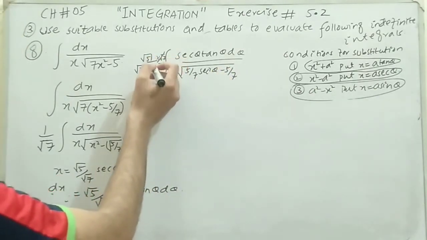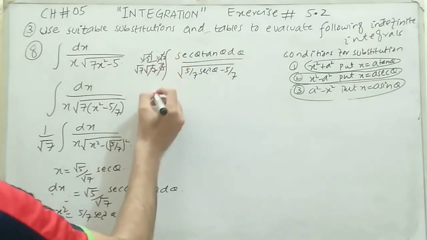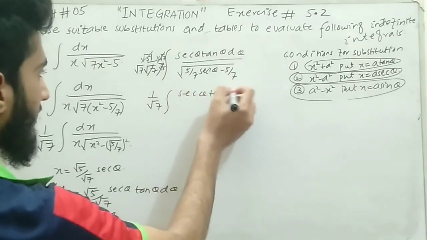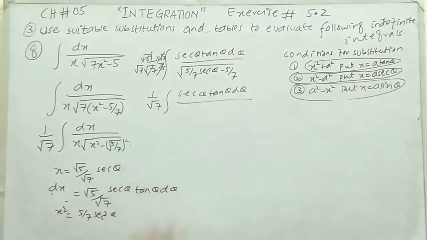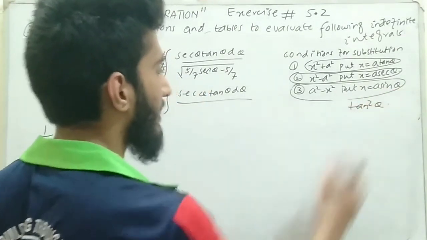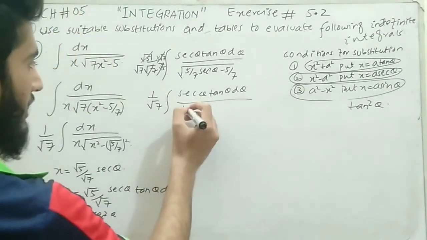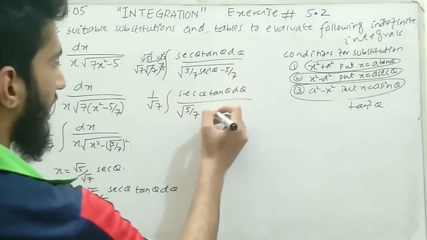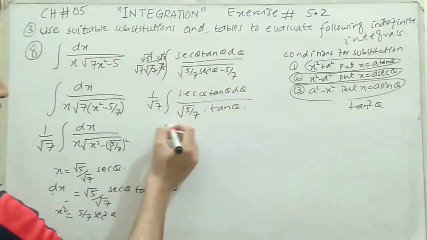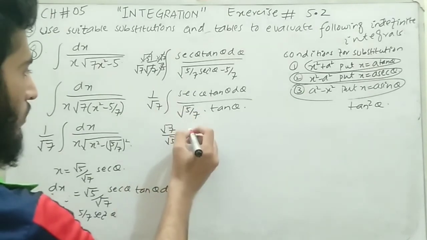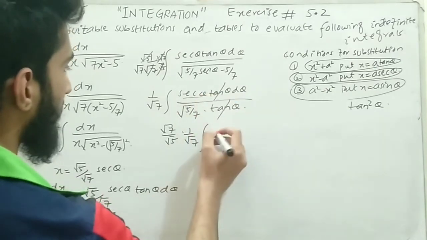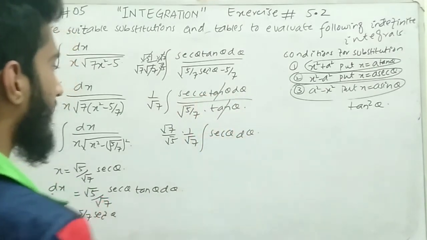Here root 7 is cancelled with root 7, root 5 is cancelled with root 5, and we are left with 1 over root 7 integral of secant theta tangent theta d theta divided by, taking 5 over 7 common, secant squared theta minus 1, which is equal to tangent squared theta according to the trigonometric formula. So it becomes root of 5 divided by 7, and we are left with just tangent theta by simplification. After this, it goes to the numerator, so root 7 divided by root 5, and here we have 1 over root 7. Tangent theta is cancelled with tangent theta, and we are left with just secant theta d theta.